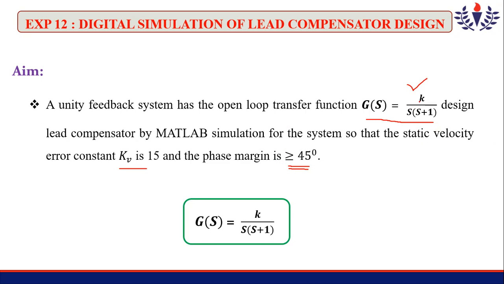If we observe the open loop transfer function K / (s(s+1)), we need to identify the value of K. For identifying the system gain K, they already gave the static velocity error constant. They gave the static velocity error constant Kv as 15. By using this Kv, we can identify the system gain K. And for that system, first we will see what the actual phase margin is.